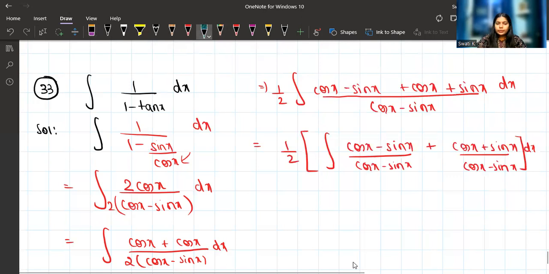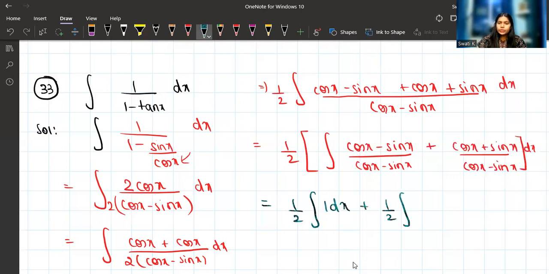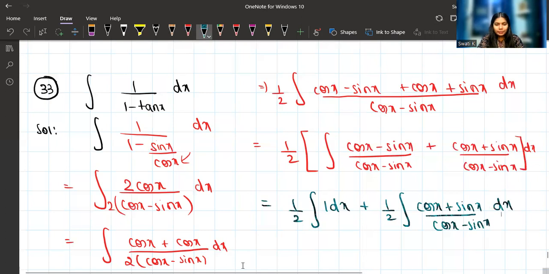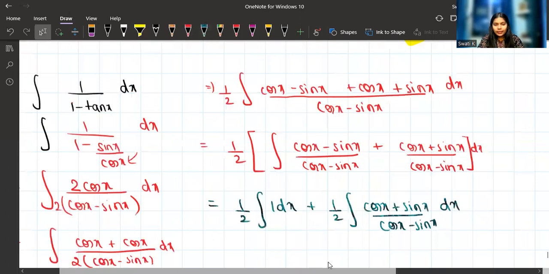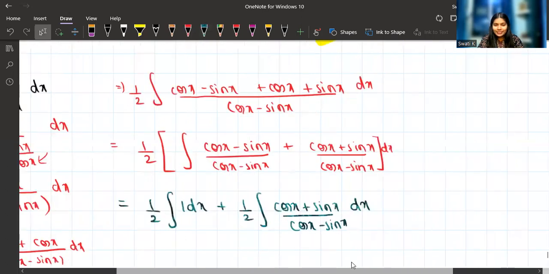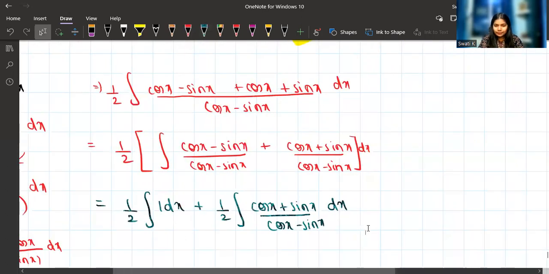So we can write down this as 1 upon 2. Let's separate the integration. So integration, this is nothing but 1 dx plus 1 upon 2 integration of cos x plus sin x upon cos x minus sin x dx. Now here I'm going to do something very quickly. I'm going to simplify the second term over here by putting cos x minus sin x to be t.